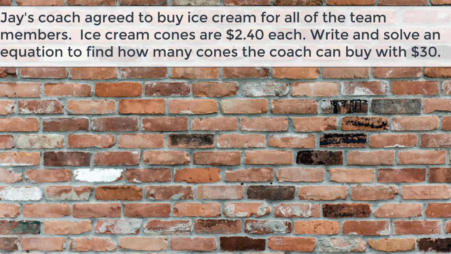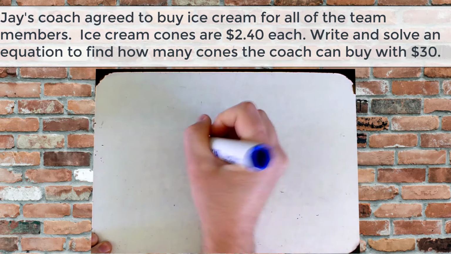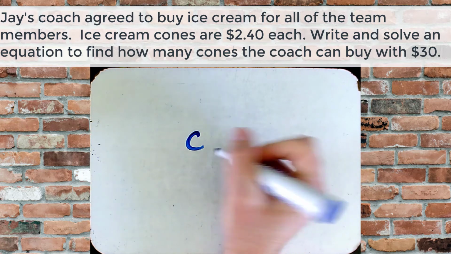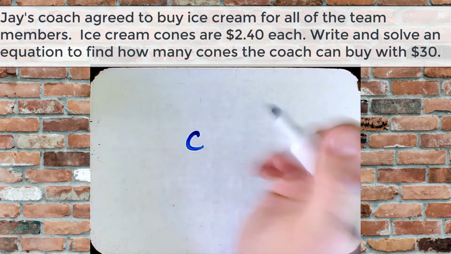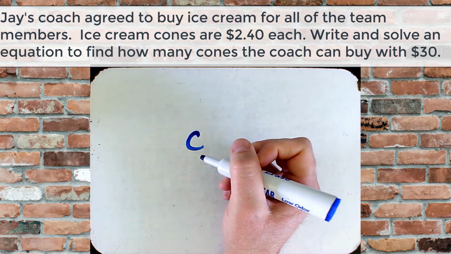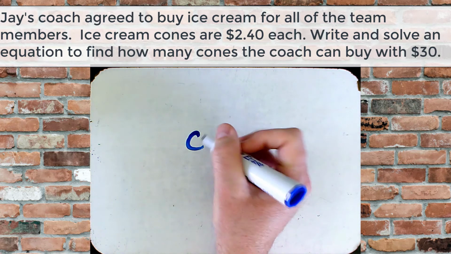In this particular problem, the variable is how many ice cream cones were bought. We don't know how many cones the coach bought, so what we can do is create a variable for that. The variable we can use is C for ice cream cone, or you could have used I or any other letter that you want, X, whatever. I chose C for ice cream cone.